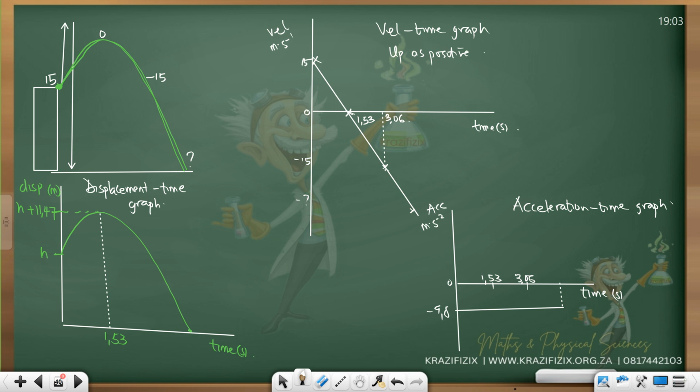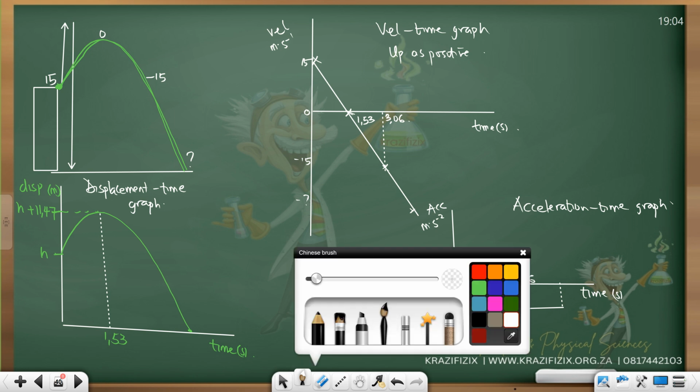Is it possible to calculate it? Yes, it's possible. We can get VF. That's very easy to do. Is it possible? No, because we don't have the height of the building and we don't have the final time. So in this case, it's not. All right. But before we go ahead, Nompi, I've answered your question.